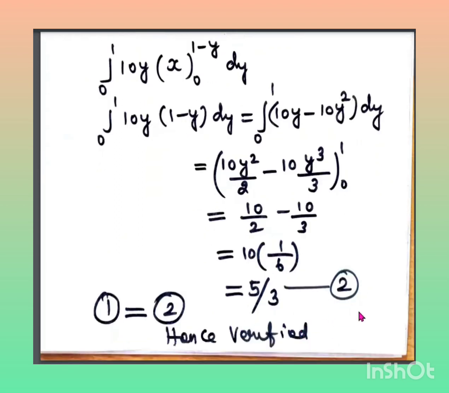Take this as equation number 2. The left hand side we have already solved as 5 by 3. The right hand side we have also solved as 5 by 3. So both are equal. Hence Green's theorem is verified.